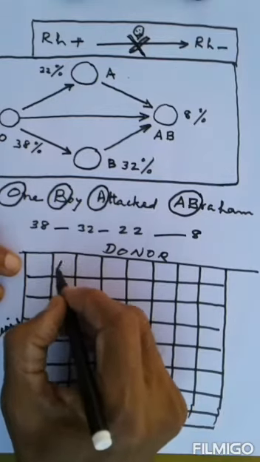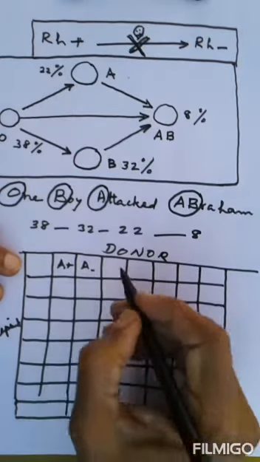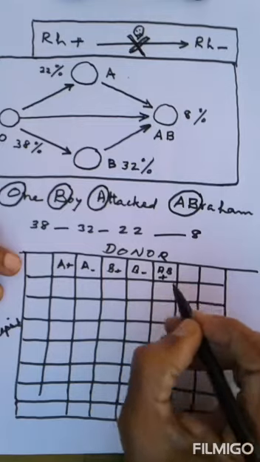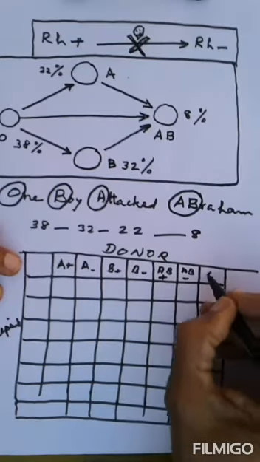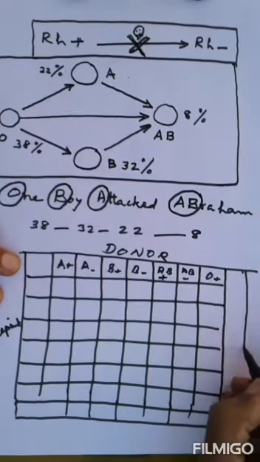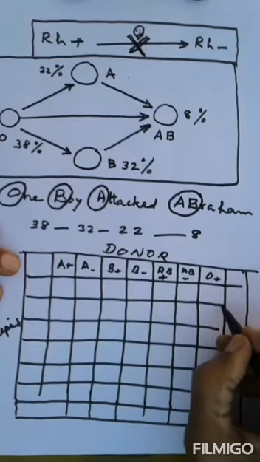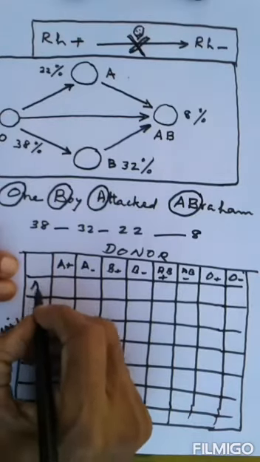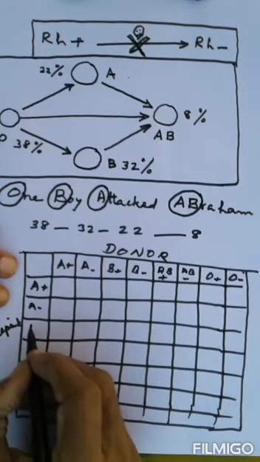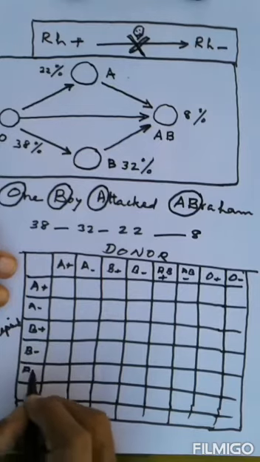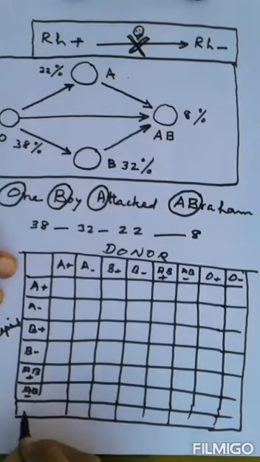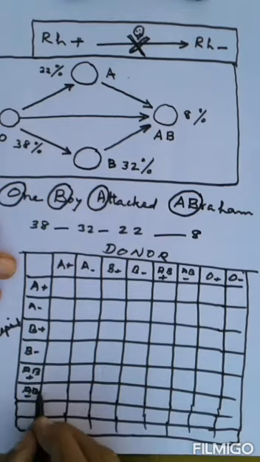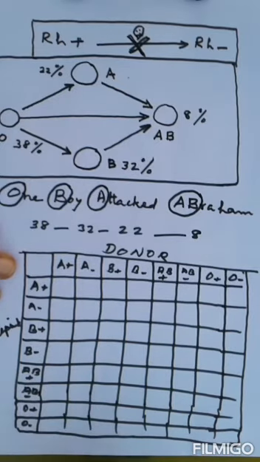I will say A positive, A negative, B positive, B negative, AB positive, AB negative, O positive, and O negative. Here also A positive, A negative, B positive, B negative, AB positive, AB negative, O positive, O negative.